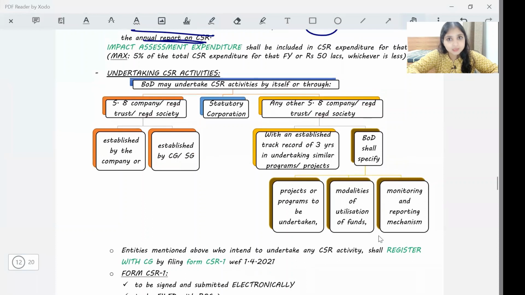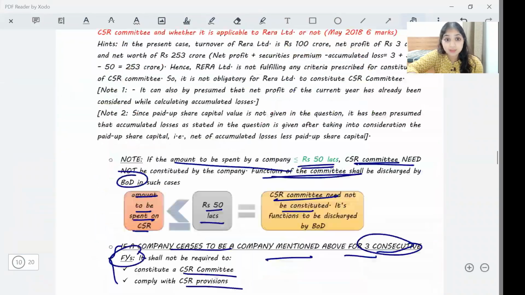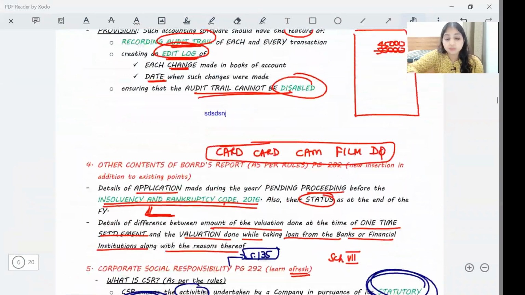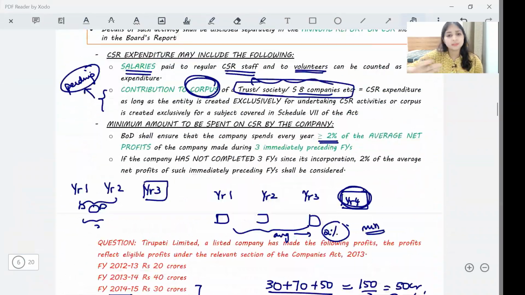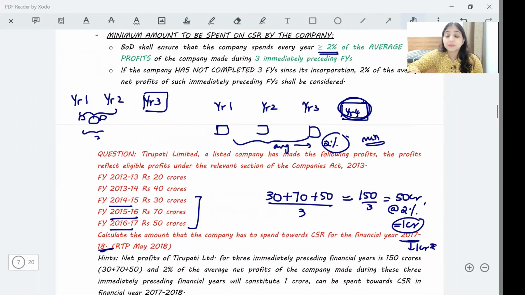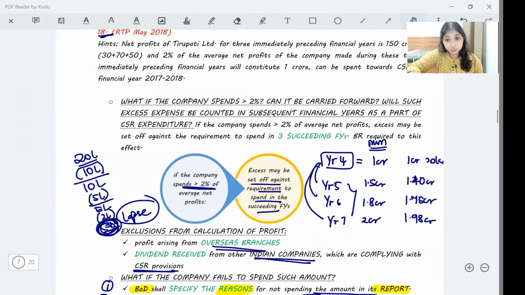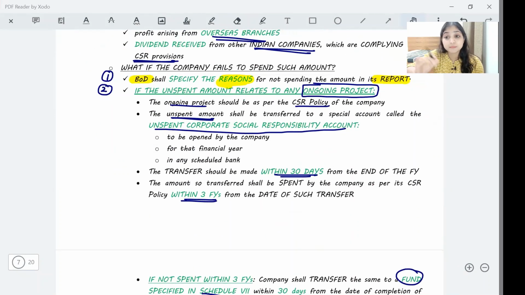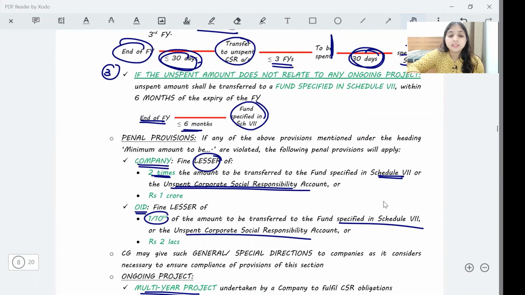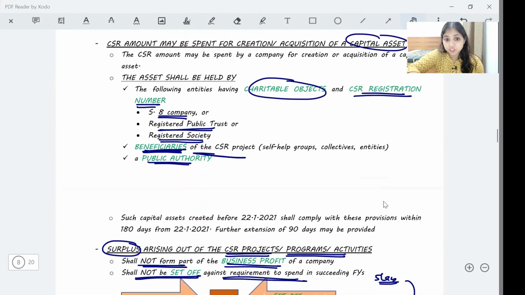Clear? Okay, now listen to my next discussion. Under CSR, we began with what is CSR. Then we learned what are the activities which the company is allowed to do. Then we learned 2 things which will be included in CSR. Then we learned how much minimum has to be spent. Then we learned what if the company spends excess. Then we learned what if the company spends lesser. Then we learned about ongoing projects and all.